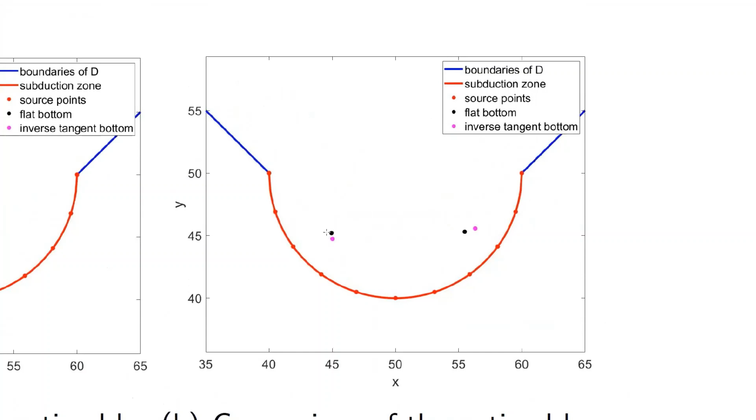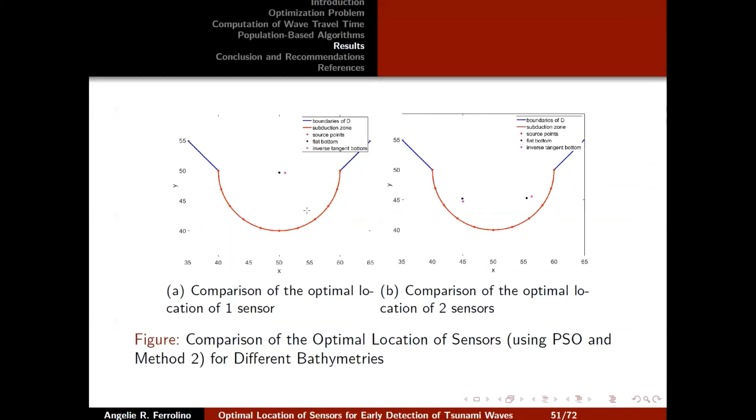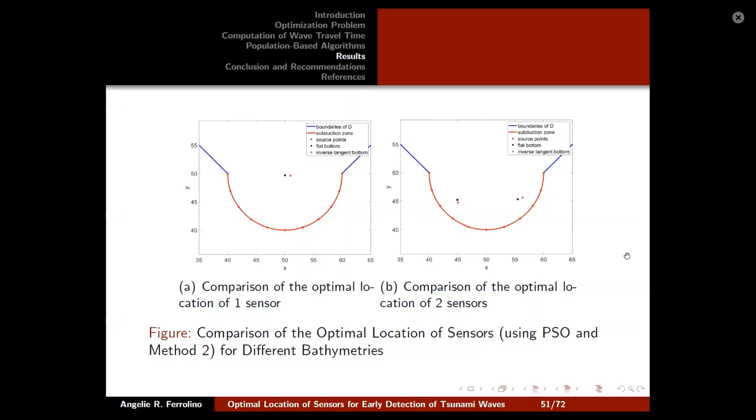Now for the left sensor, it moves downwards and slightly rightwards, and it is because it needs to accommodate the center source point. This center source point is located at the sloping part of the bottom. Now note that even though the sensor moves away from the source points here in the left side, it is okay because waves travel faster here because it has a larger depth. So these numerical results are obtained using PSO and method 2.